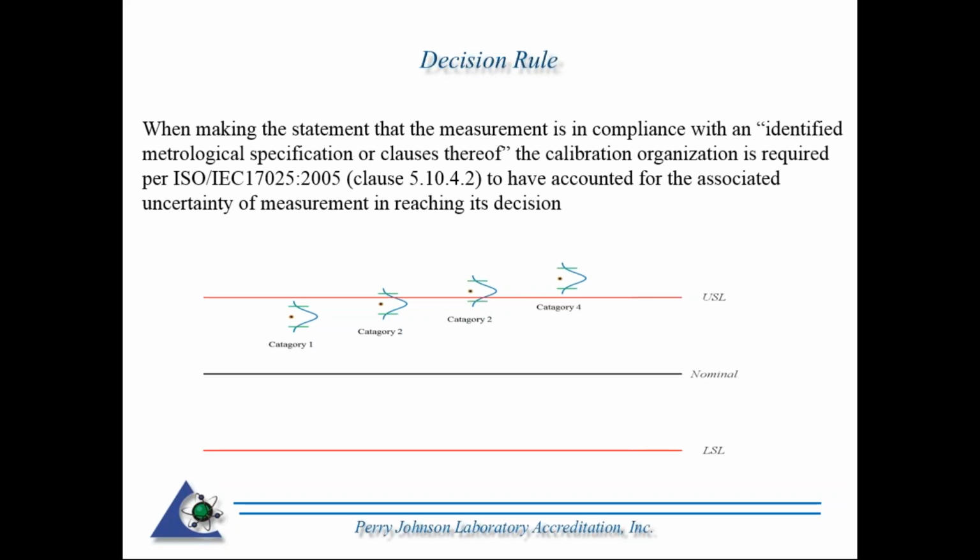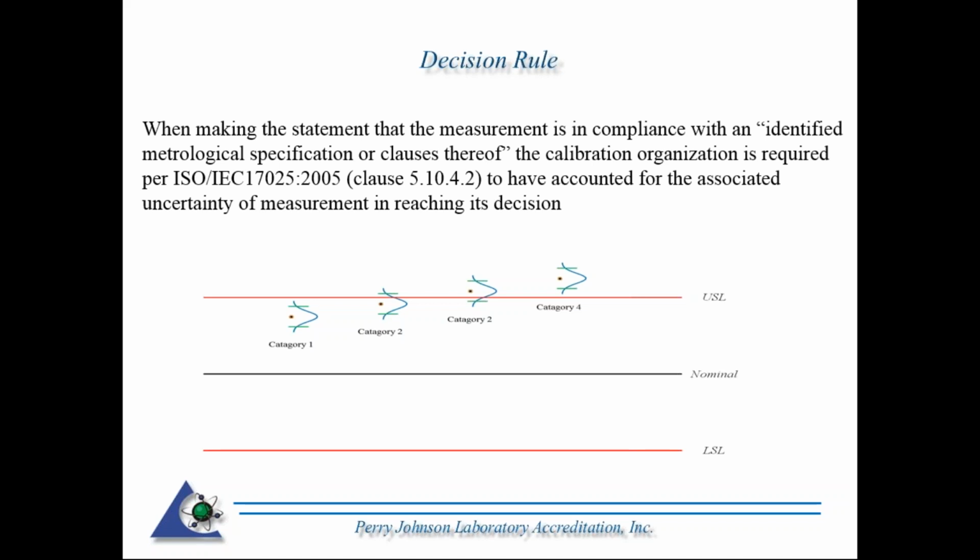the next one up the board there should actually be category three. Looks like I got two category twos here. Here we have a value that clearly fails. However, taking measurement uncertainty into account, it may not actually fail. You can see the uncertainty limits go below the upper spec limit.